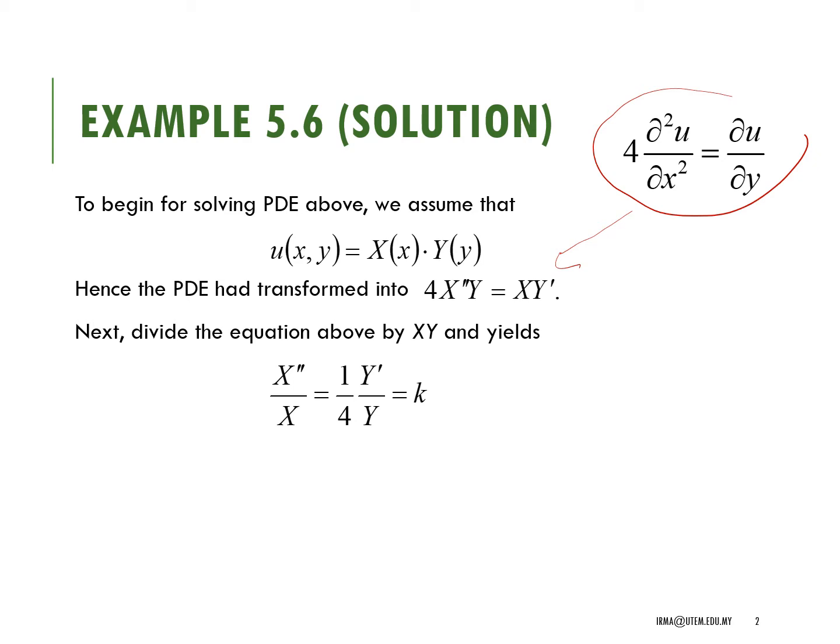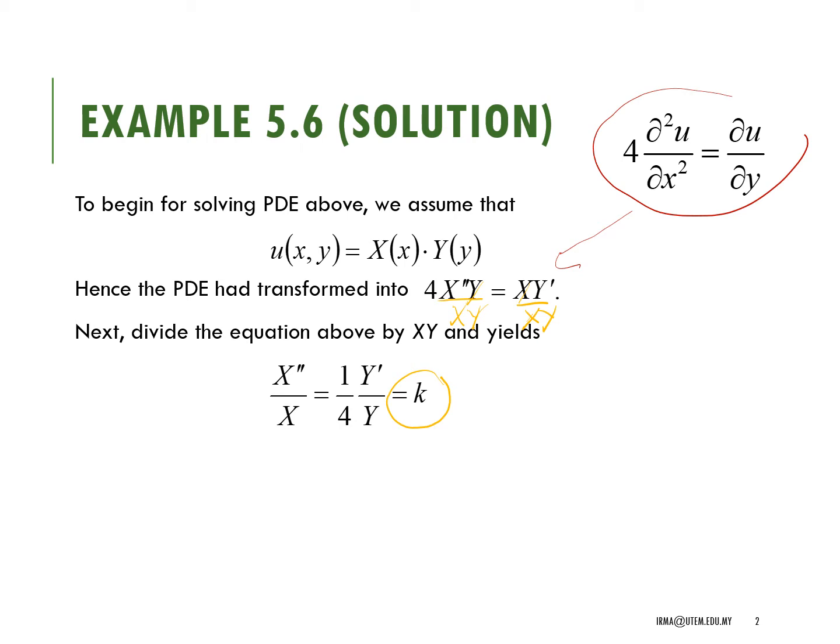Actually, this 4 you can bring as a coefficient for X'', but maybe it's easier for us to put this 4 with the Y equation, so it will become 1 over 4. You just divide both sides by XY, so you get X'' over X, and on the other side Y' over Y, and we put it equal to k as a constant.